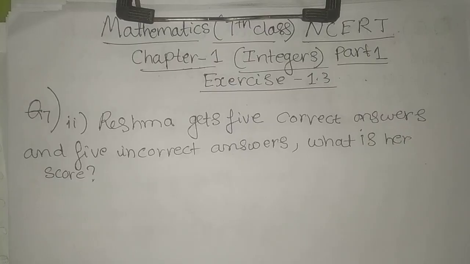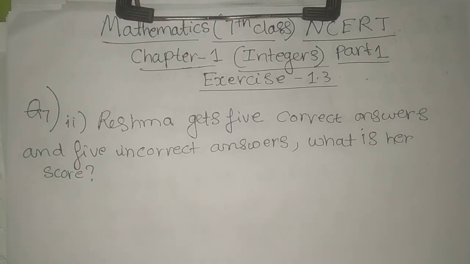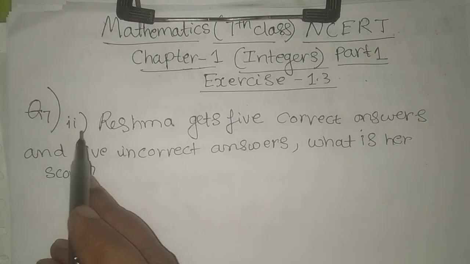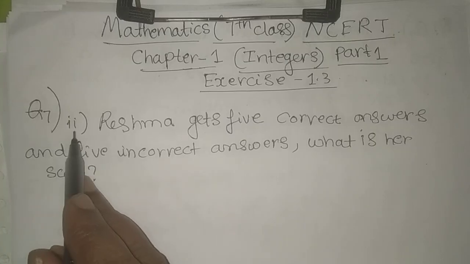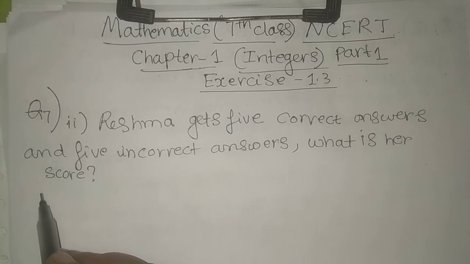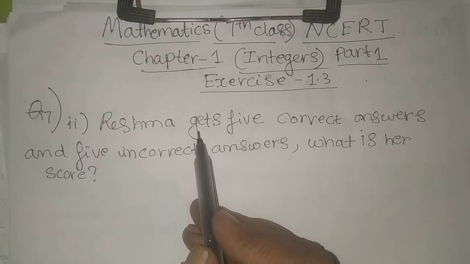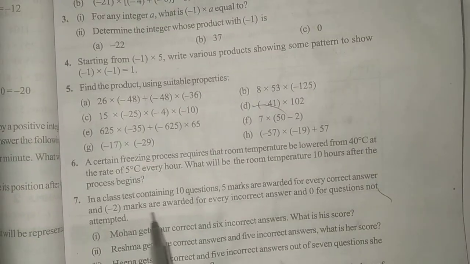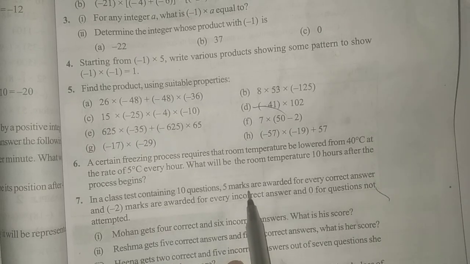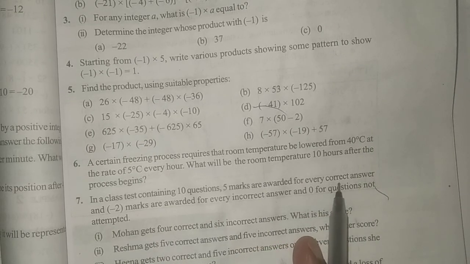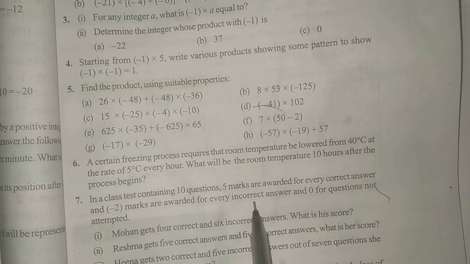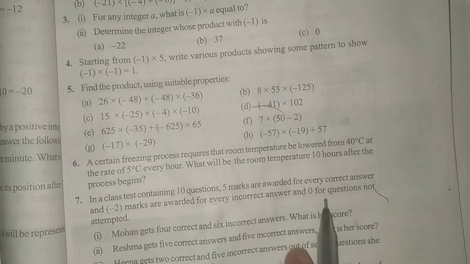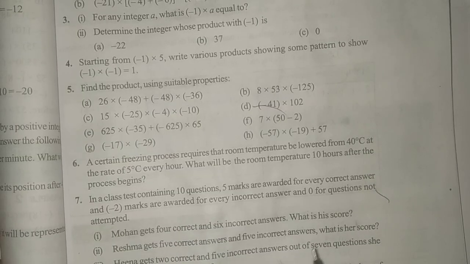In this class we continue Mathematics 7th class NCERT, chapter 1 Integers part 1, exercise 1.3, and we were solving question 7 in the previous class. Question 7 part 1 problem was solved. Now question 7 part 2 problem we have to solve. This was the question: in a class test containing 10 questions, 5 marks were awarded for every correct answer and minus 2 marks was awarded for every incorrect answer, and 0 for questions that are not attempted.